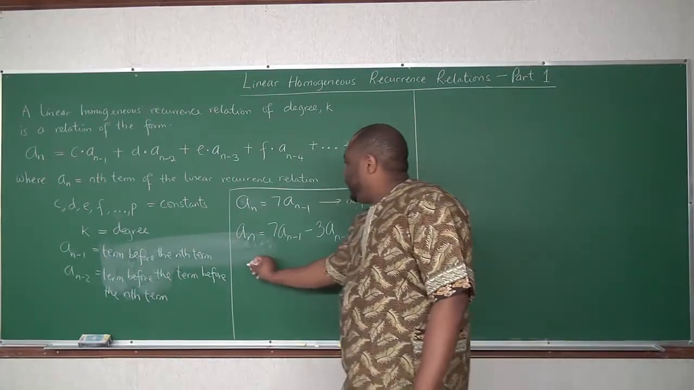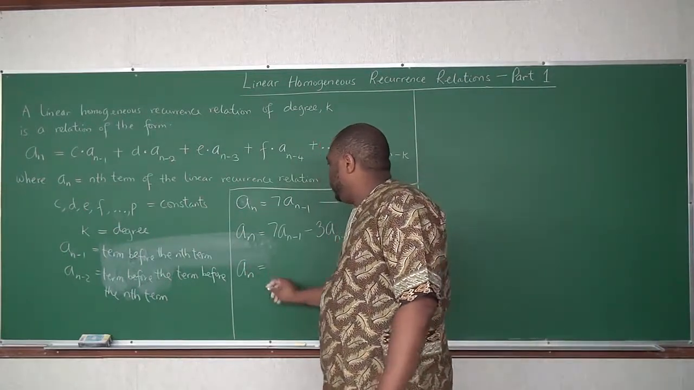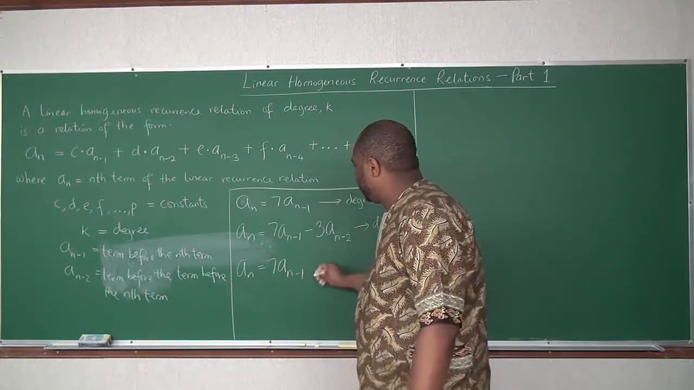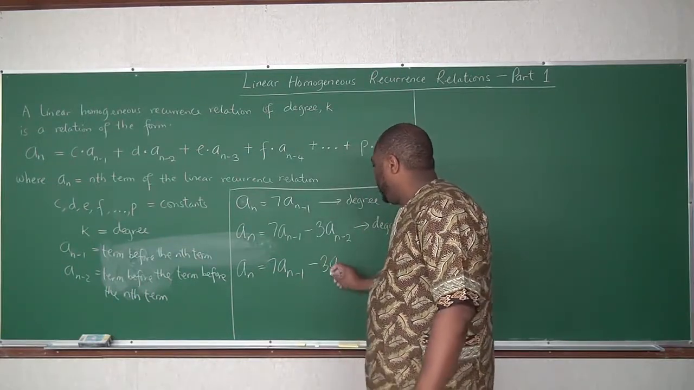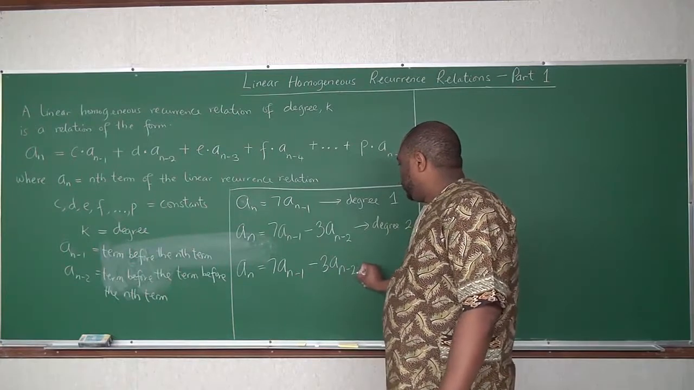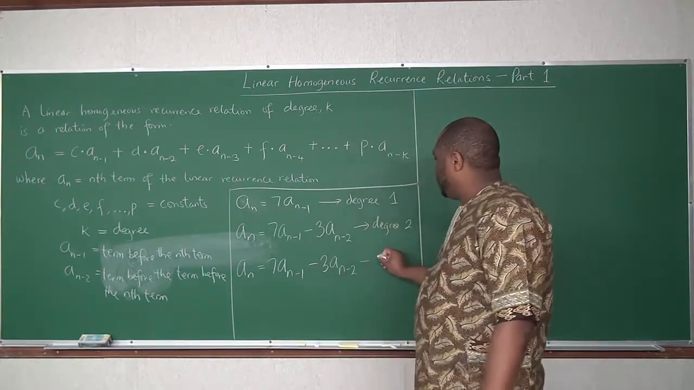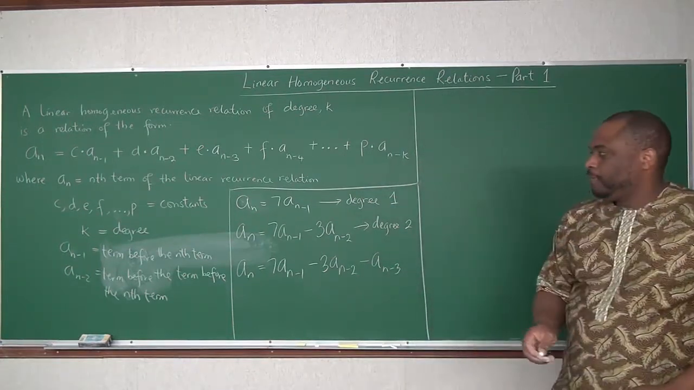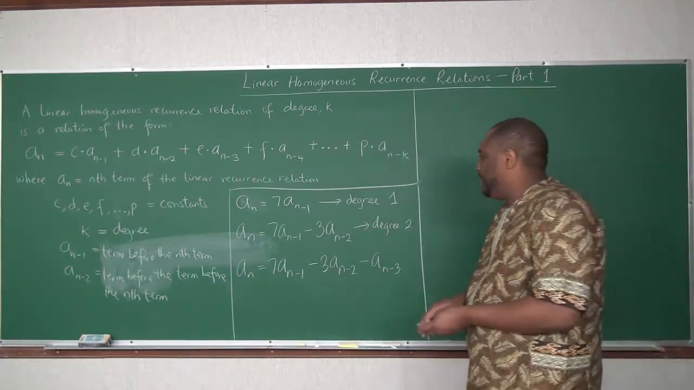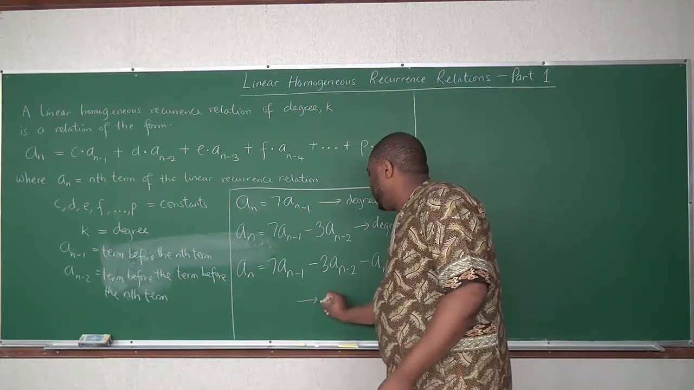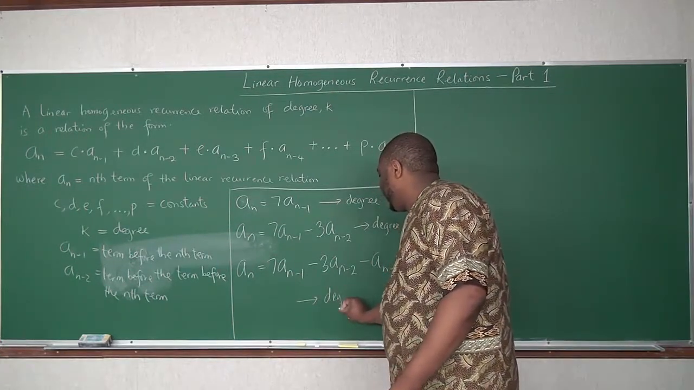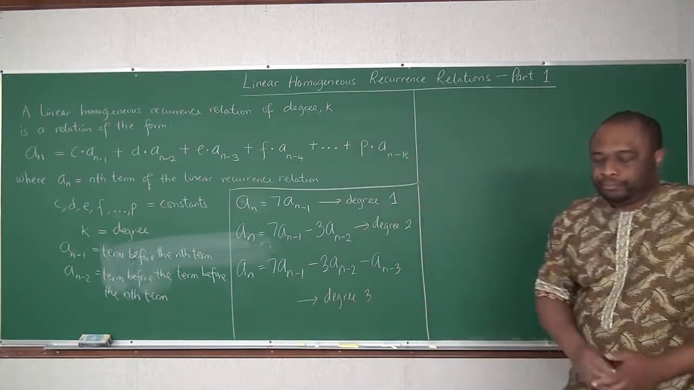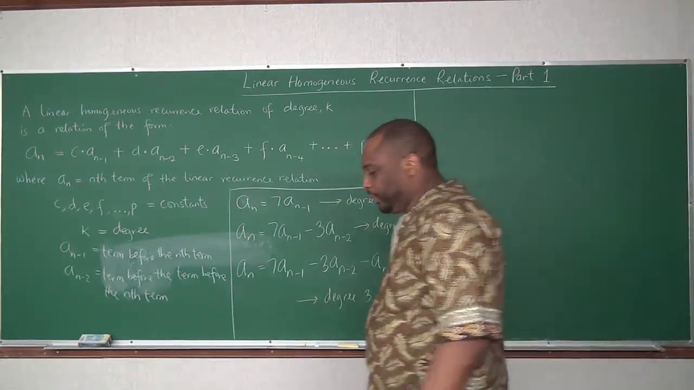If you have a subscript n to be 7a subscript n minus 1 minus 3a subscript n minus 2 minus a subscript n minus 3, this is degree 3. And so on and so forth.